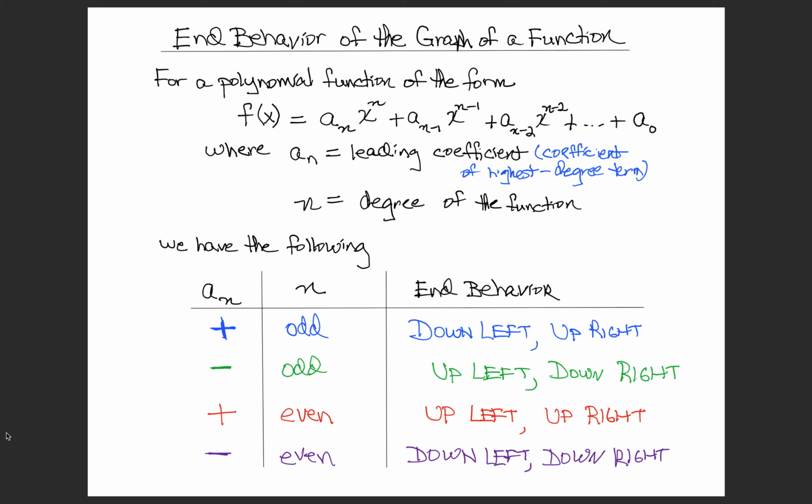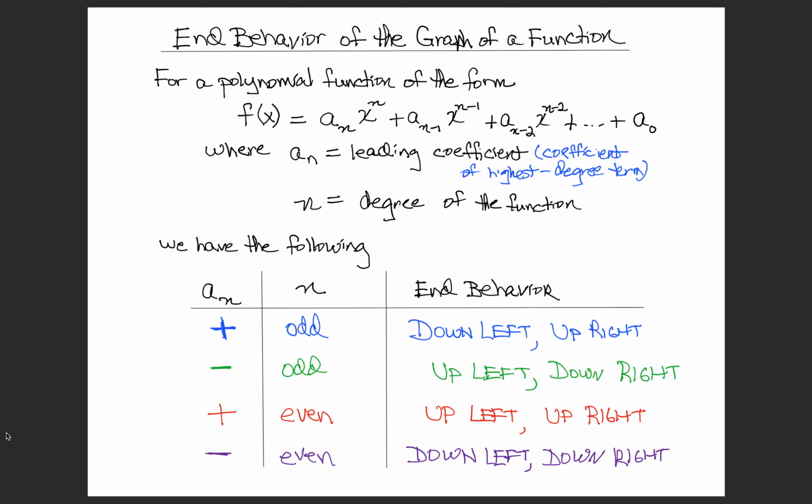Now we have a polynomial function of the form f of x is equal to a sub n x to the n plus a sub n minus 1 x to the n minus 1, all the way up to the constant a sub 0. The character a with the subscript n is the leading coefficient, or what is often referred to as the coefficient of the highest degree term. And the superscripted n, as in x raised to the n power, is in reference to the degree of the function.